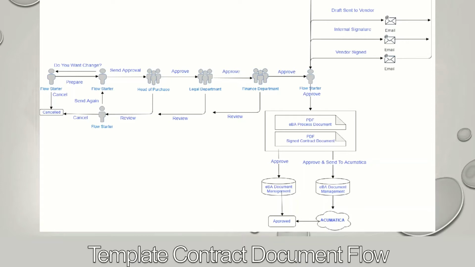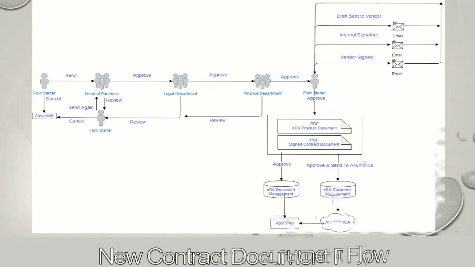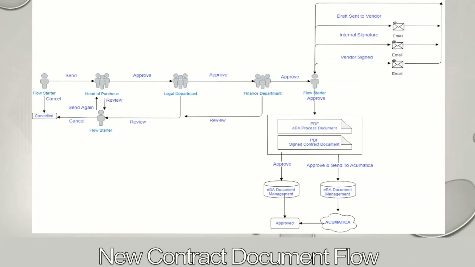Now the flow starter has an approved contract which he can send out to be signed by internal or external vendors, and finally store it in eBA while sending it to an available receiving ERP. This diagram depicts the new contract documents flow.